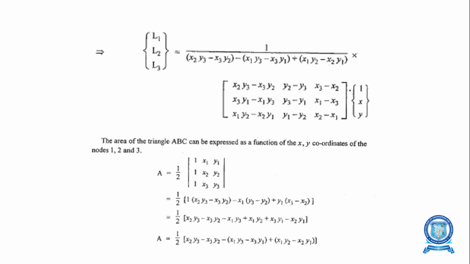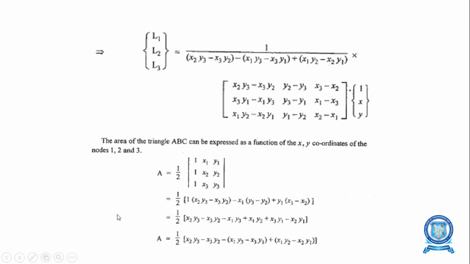Now again, L1, L2, L3 is equal to 1 by [the determinant] times the matrix: x2 y3 minus x3 y2, y2 minus y3, x3 minus x2; x3 y1 minus x1 y3, y3 minus y1, x1 minus x3; x1 y2 minus x2 y1, y1 minus y2, x2 minus x1, into the vector matrix of 1, x and y.